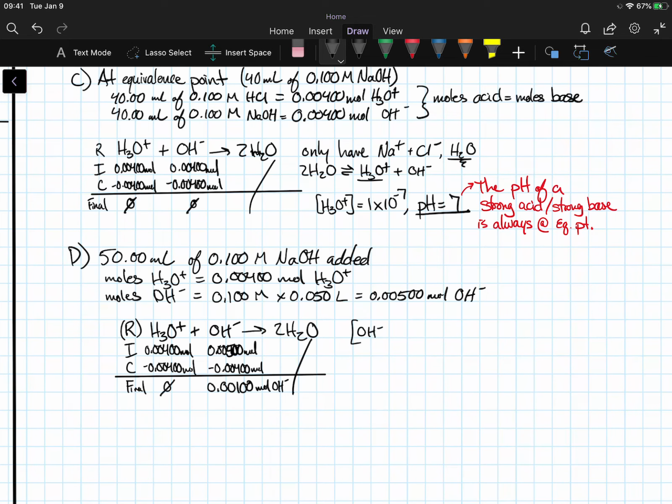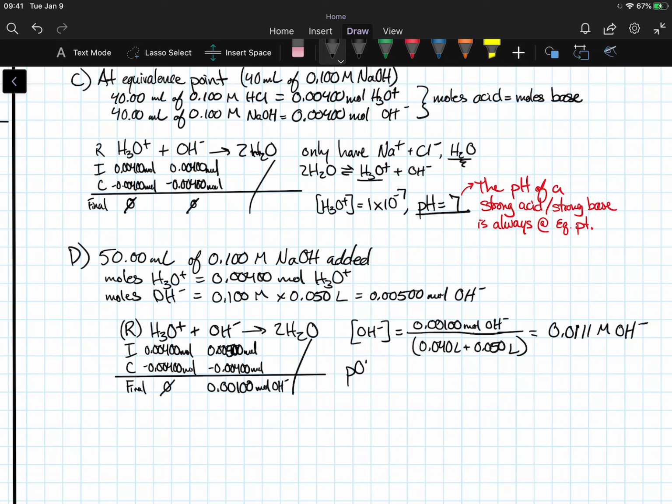So first we need the concentration of OH-. We have the number of moles. It was 0.00100 moles of hydroxide, oops, off by a factor of 10 there, and that's going to be over 0.040 liters of the strong acid, and we've added 0.050 liters of the strong base, so over 0.090 liters total. You run that math and you end up with 0.0111 molar hydroxide.